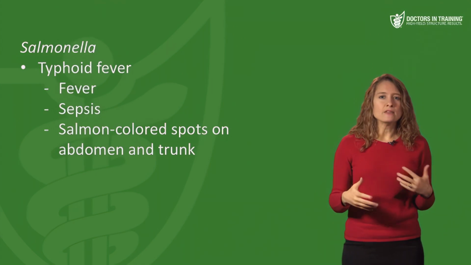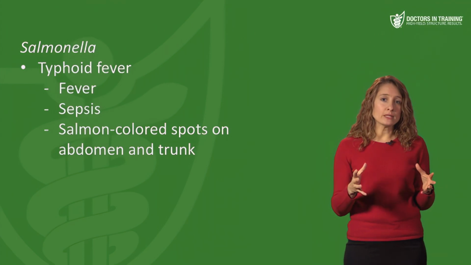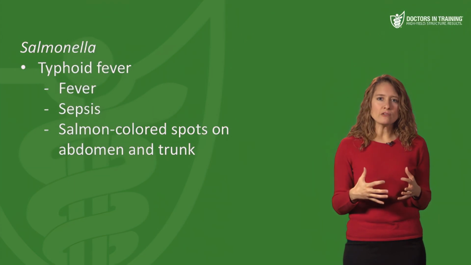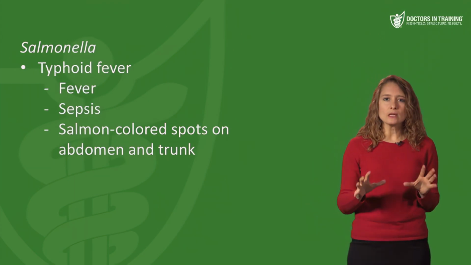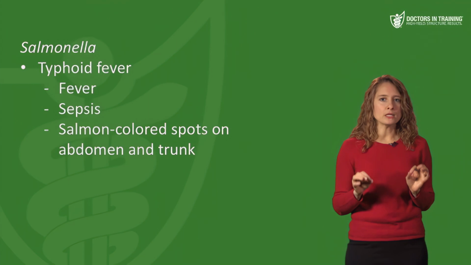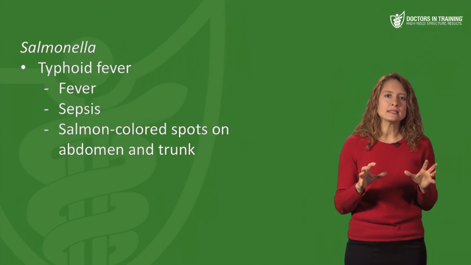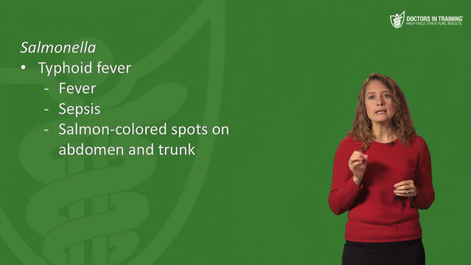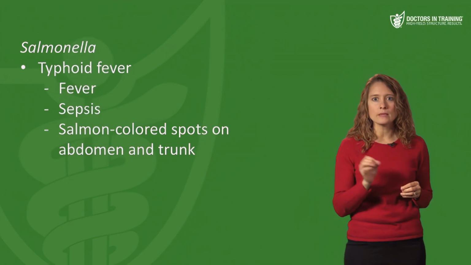We usually see this in developing countries where it's spread by fecal contamination in food or water, and this disease causes fever that can lead to sepsis. The clinical feature that they might mention in a test question is salmon-colored spots on the abdomen and trunk. So remember, salmon-colored spots equals Salmonella.